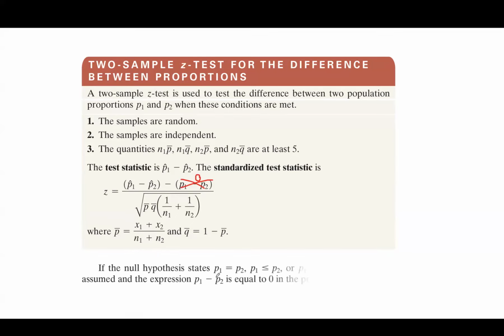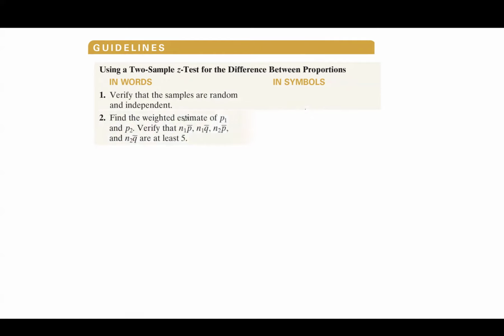If the null hypothesis states that P1 is equal to P2, or P1 is less than or equal to P2, or P1 is more than or equal to P2, then you have an equality possibility. That's how P1 minus P2 is equal to 0 in the test. Let us go over the guidelines and an example for using a two sample z-test for the difference between proportions. First of all, verify the samples are random and they're independent from each other. Second, find the weighted estimate or pooled estimate of P1 and P2 and check the normality.